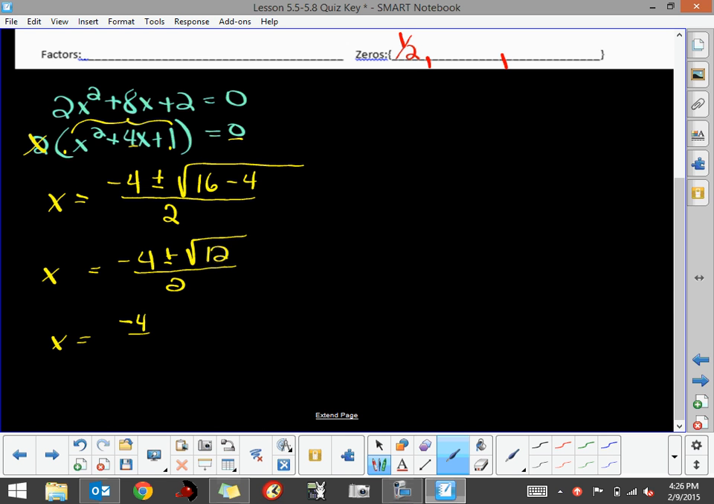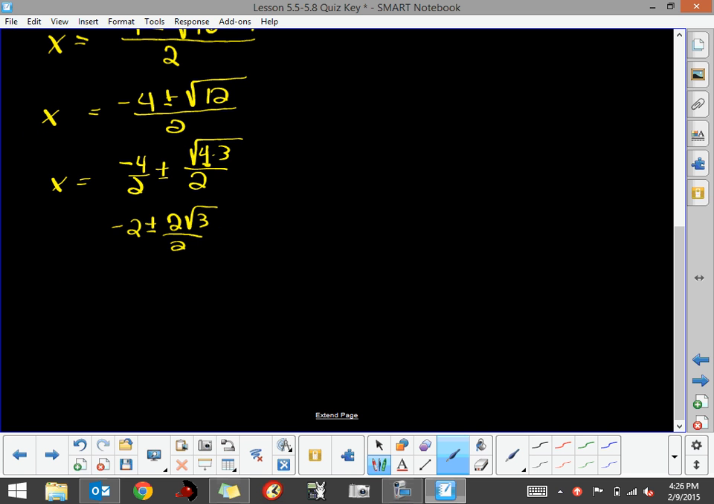It's -4 divided by 2 plus or minus, I'm going to divide it by 2. And I'm going to break up the 12 into 4 times 3. The reason I like 4 is because 4 is a perfect square, and we're going to be able to simplify that. So that's -2 plus or minus the square root of 4 ends up being a 2 times the square root of 3 all over 2, and that will reduce one more time. So our solutions are -2 plus or minus square root of 3.